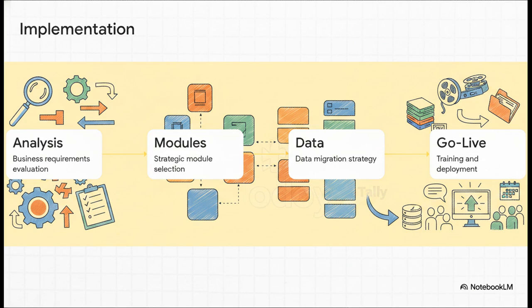Your implementation journey is generally going to follow 4 critical steps. First, you start with a really deep audit of your current readiness and requirements. Then, you move on to strategic module selection. Step 3 is the heavy lifting, data migration, which is where you pull all your numbers out of older systems like Tally or Excel. And finally, Step 4 wraps it all up with structured training and your actual go live.